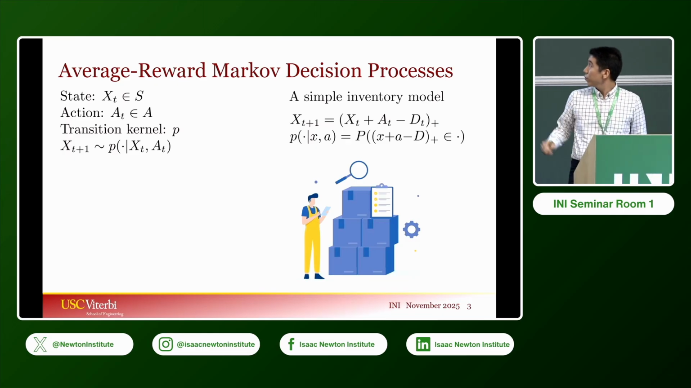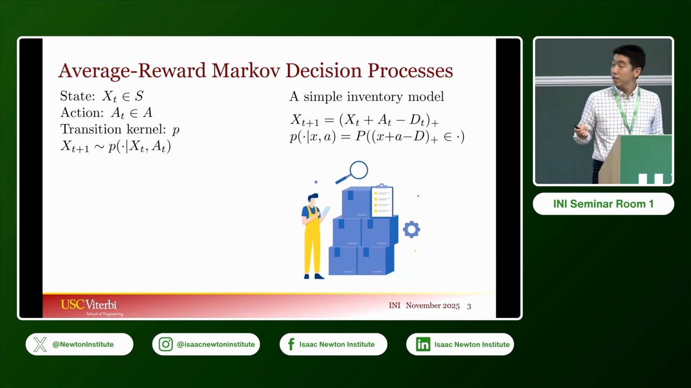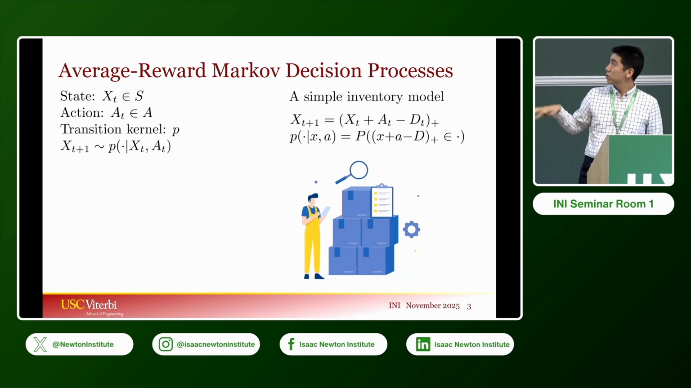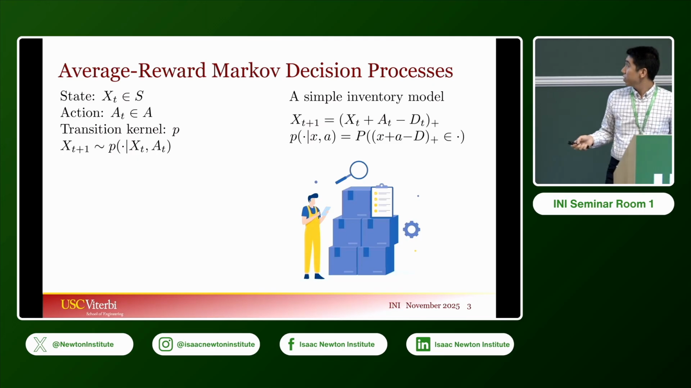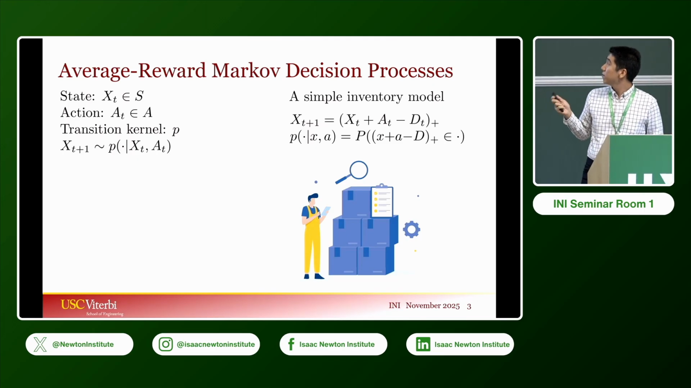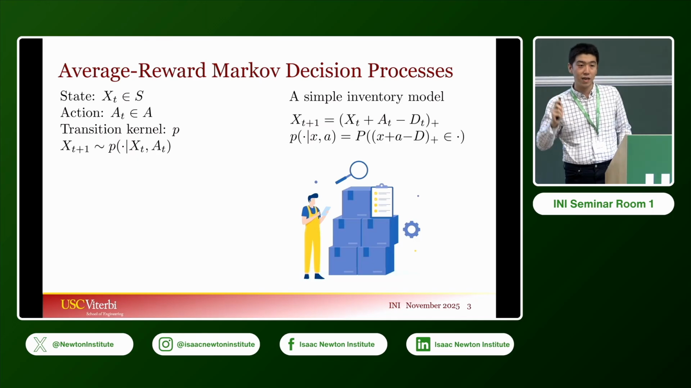And in this setting, if we further assume that this demand process is an IID sequence, then this falls into the Markov decision process territory. And in particular, in this setting, the transition kernel would be given by this probability here, where the random variable d under this measure p has the same distribution as the IID sequence.